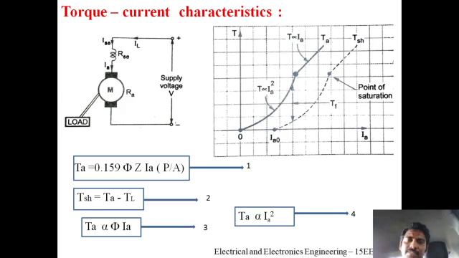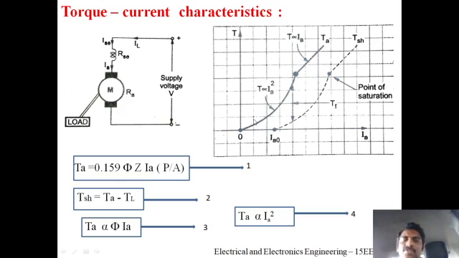Whenever current flows through the armature conductors, according to the principle, each and every conductor placed in the armature experiences a force. All the forces of the individual conductors collectively produce a torque. That torque is called the armature torque, which makes the motor rotate.